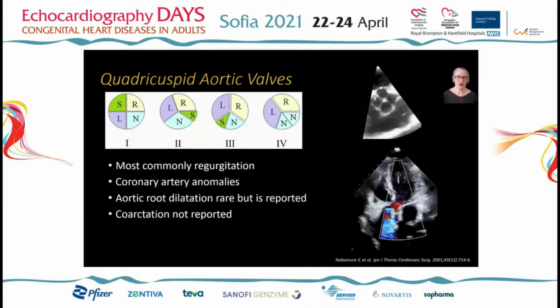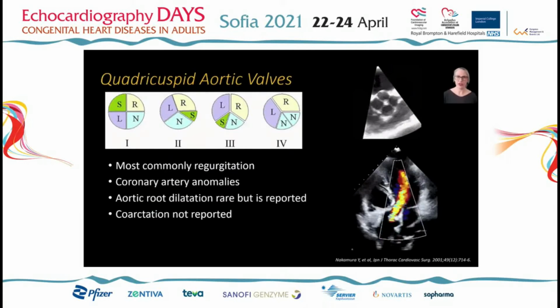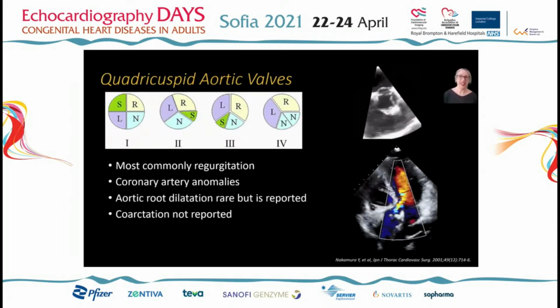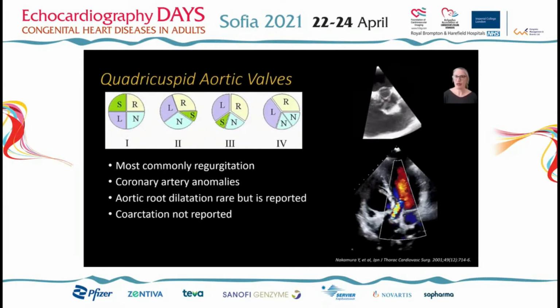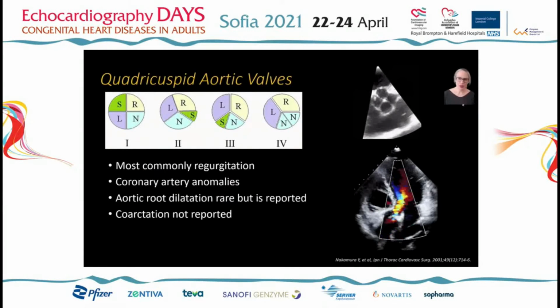So aortic stenosis is quite uncommon in a quadricuspid aortic valve. More commonly, you will see regurgitation. They are associated with coronary artery anomalies, and root dilatation is rare, but it is reported. But coarctation is very rare. So the morphology and the pathology that we normally see behind quadricuspid aortic valves is quite different to what we would normally see with our bicuspid aortic valves.